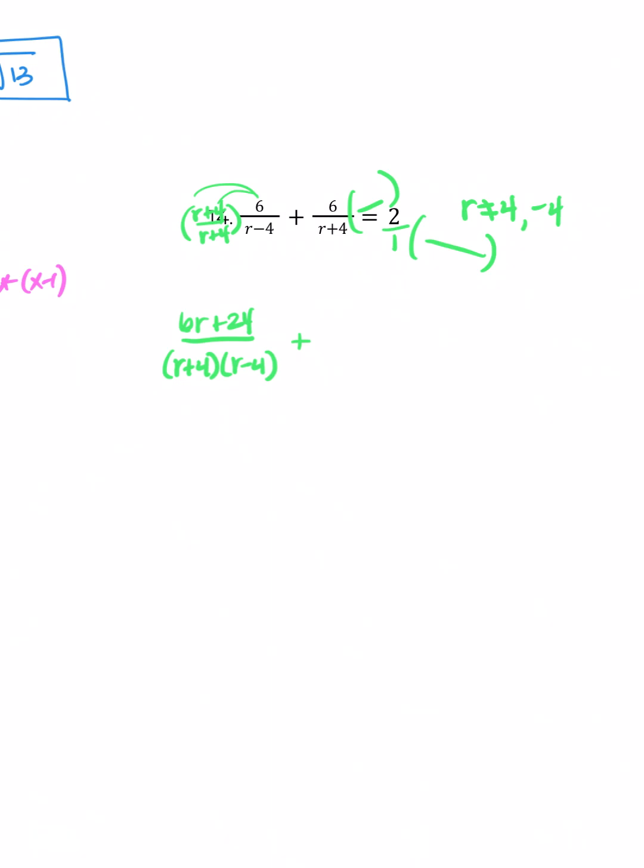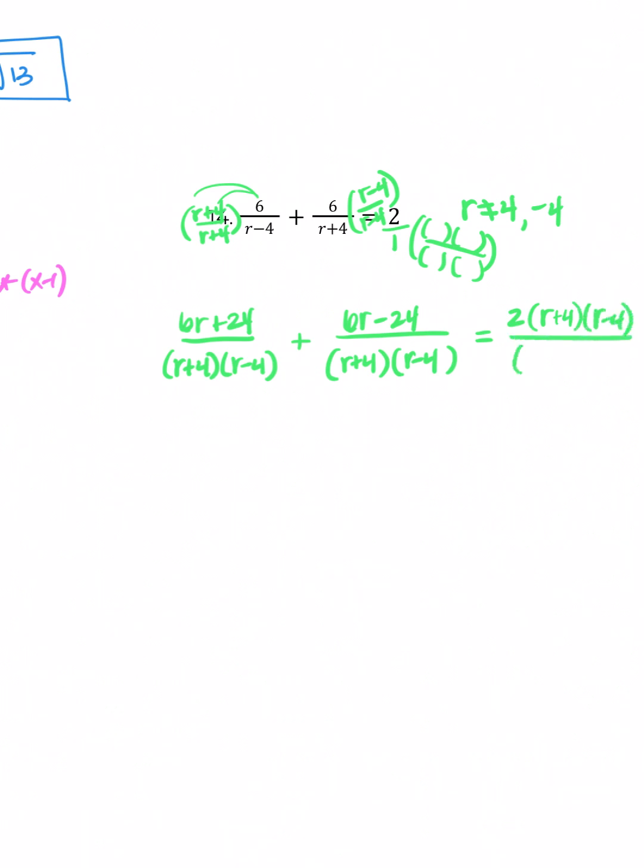Okay, so the second fraction, 6 over r plus 4, we want to multiply that by the other factor, r minus 4. So then we'll get 6r minus 24 over that common denominator, r plus 4, r minus 4. And then the 2 over 1, we actually have to multiply by both of them. I'm going to be a little lazy here and just show my work that way. So we're going to have 2 times r plus 4, r minus 4 over that common denominator.